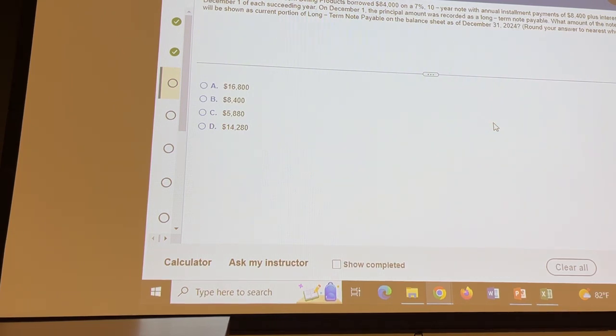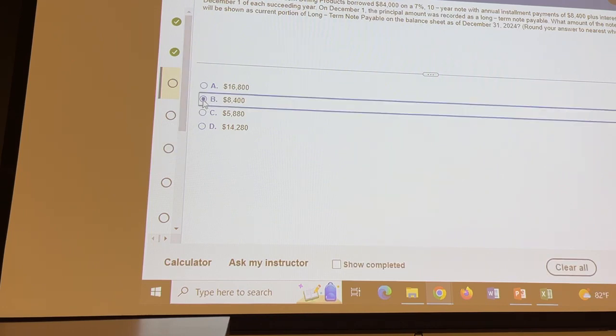Somebody help me with the answer to this? It's 8,400 to the question. Yeah, right. Maybe self-evident, but yeah. $8,400 is due within the first year, so that's going to be shown as the current portion of the long-term note payable.